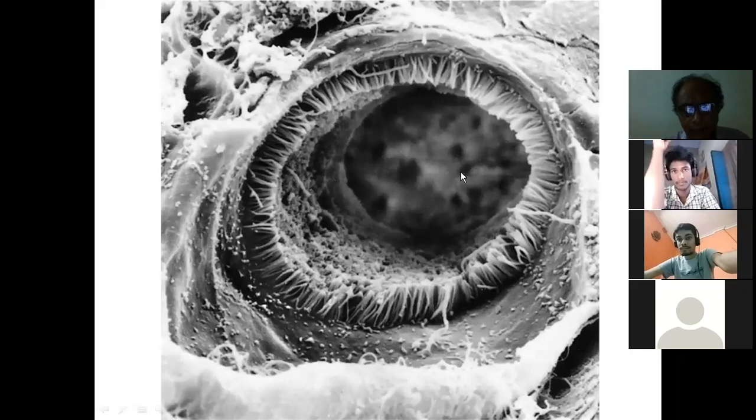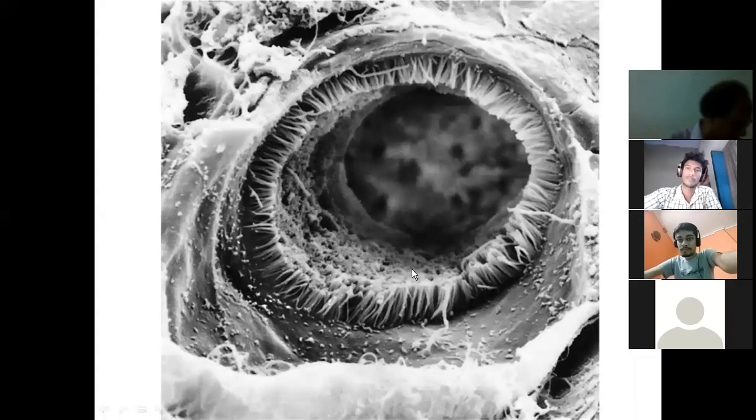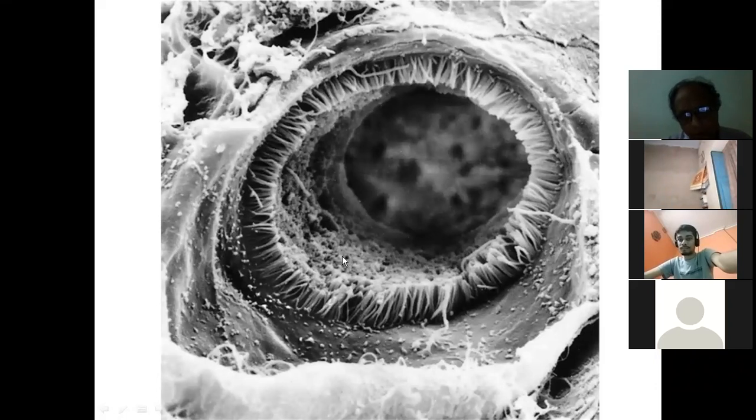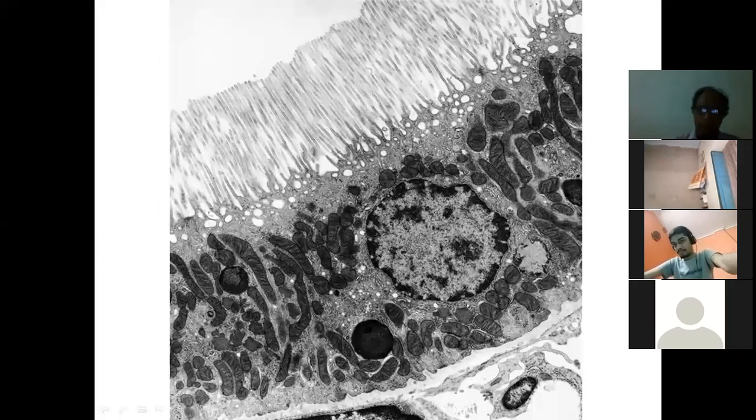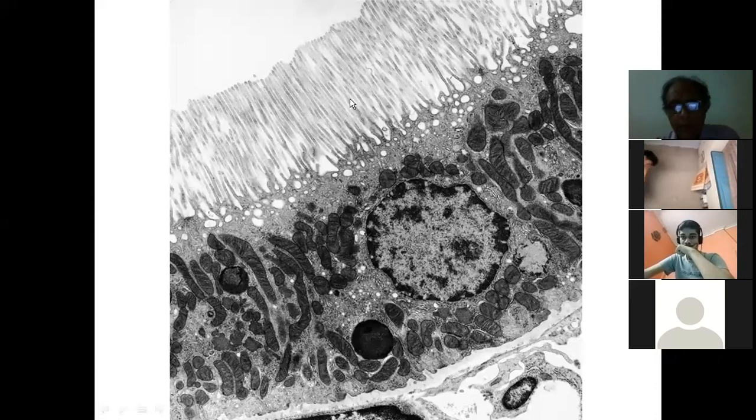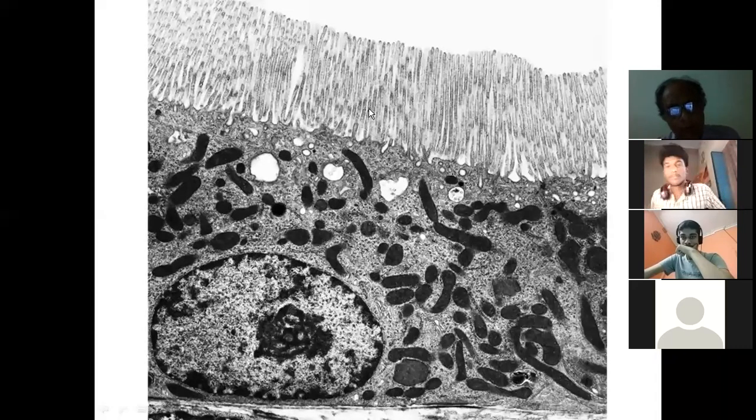See, this is a picture of the Bowman's capsule from where the proximal tubule starts. This is the capsular part and this is the tubular part. At the start of the tubule there are plenty of villus you can see. If we go to the other picture, this is a cross section of the proximal tubule, and again there are plenty of villus.